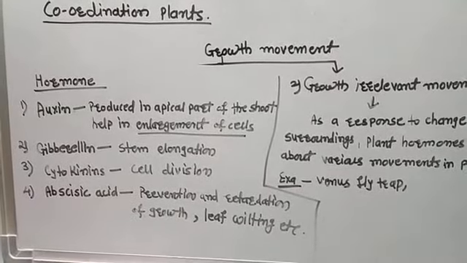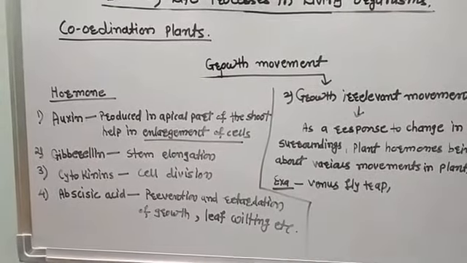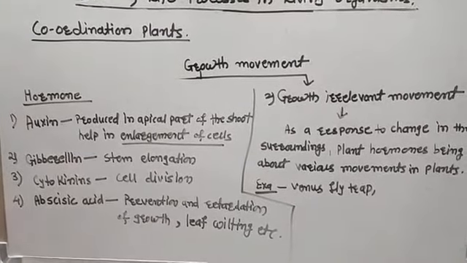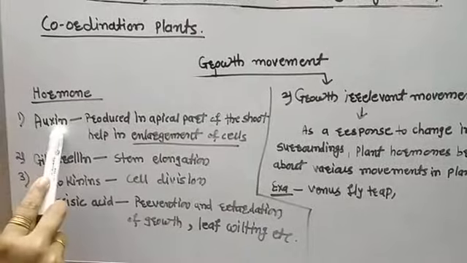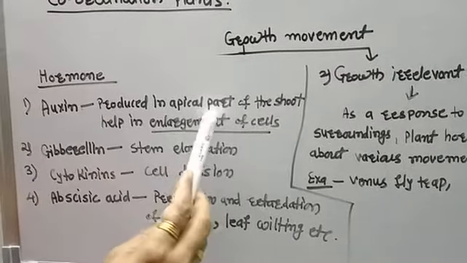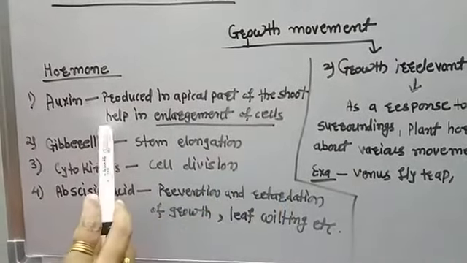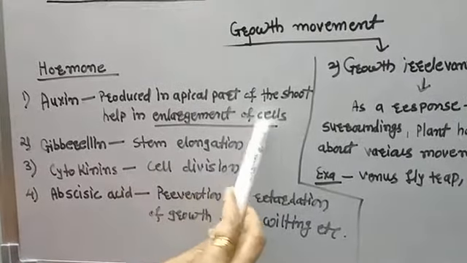Yeah, this hormone is secreted by the shoot tip of the plant body. And the name of this hormone is auxin. Auxin is produced in the apical part of the shoot, and it helps in the enlargement of the cell.